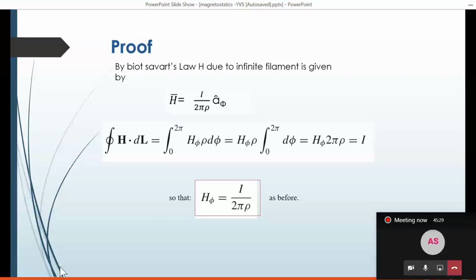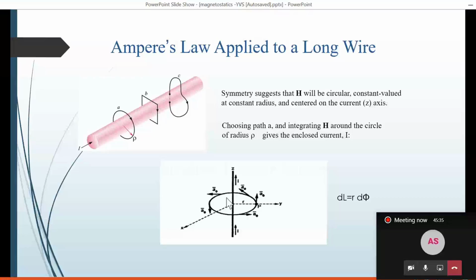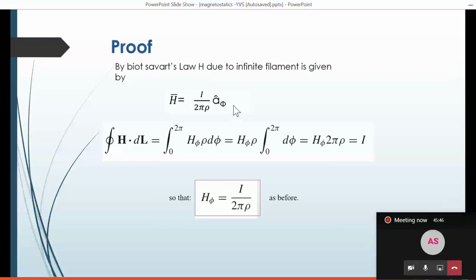Now let us see the next slide. So to prove this law, if we know that according to the Biot-Savart law, if infinite current carrying filament is present on Z axis, then what is equation of H? H is given by I upon 2 pi r into A phi cap. We have seen this equation already. So where rho is nothing but r.